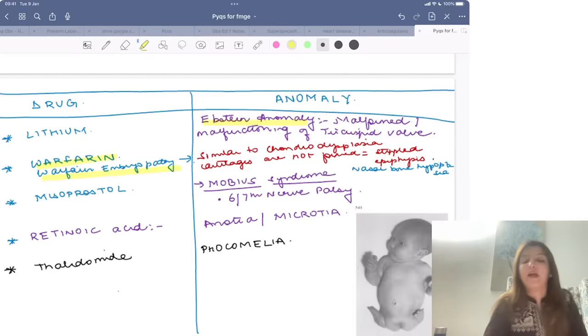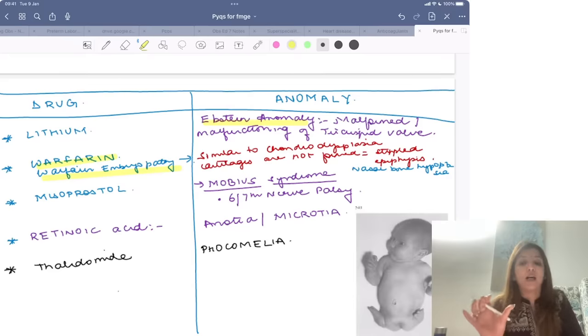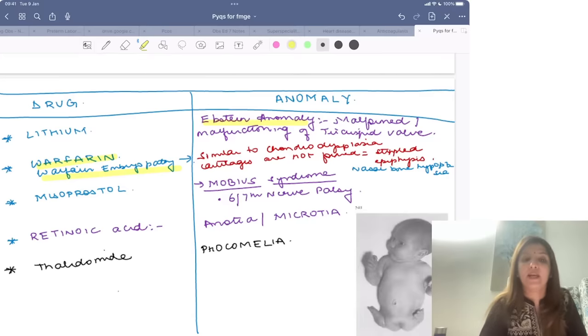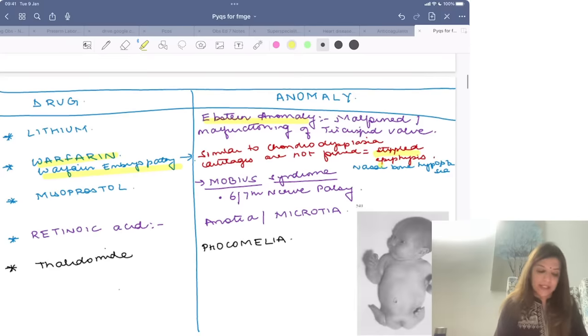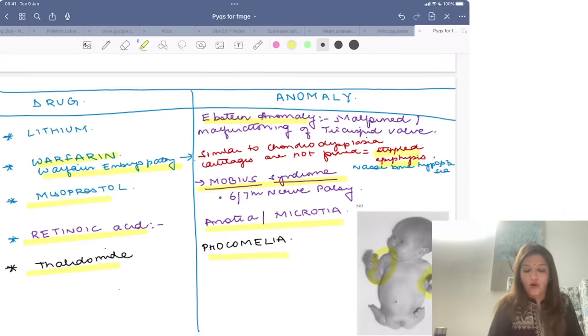Warfarin leads to warfarin embryopathy. In warfarin embryopathy, there is defective cartilage formation. There is chondrodysplasia, which is seen in warfarin, which is going to affect the cartilage. Cartilage is not formed, so you get nasal cartilage hypoplasia, nasal bone hypoplasia, and you get stippled epiphysis. Misoprostol use leads to Moebius syndrome. Retinoic acid drugs like isotretinoin lead to anotia or microtia. Thalidomide leads to phocomelia. In phocomelia, you have proximal limb defect.